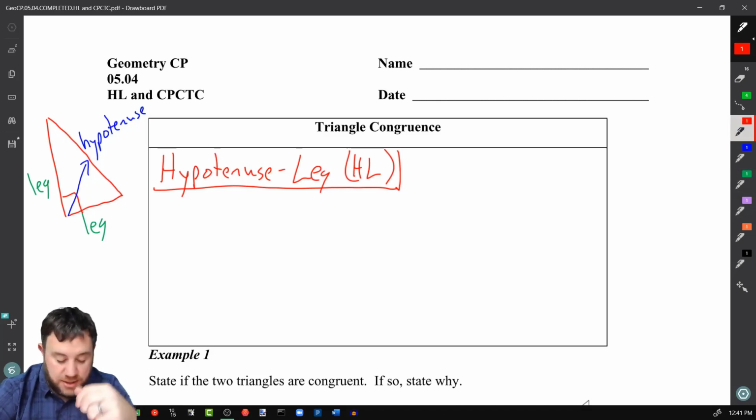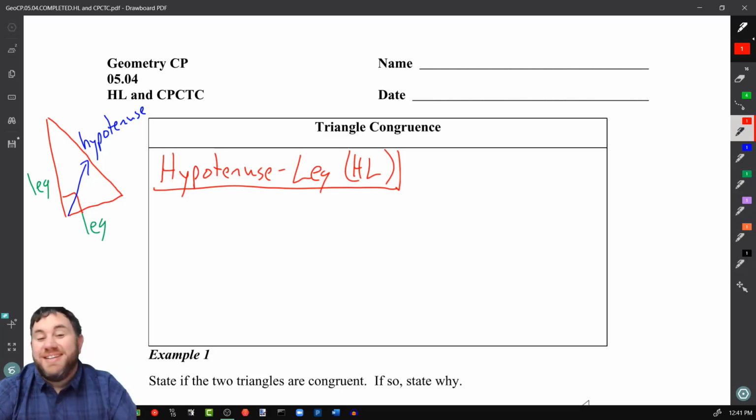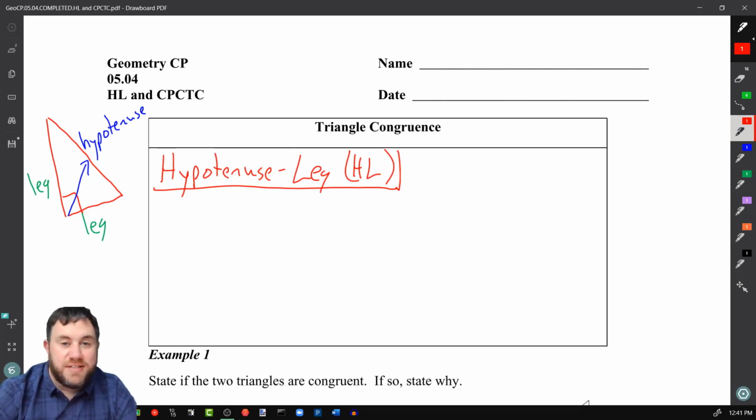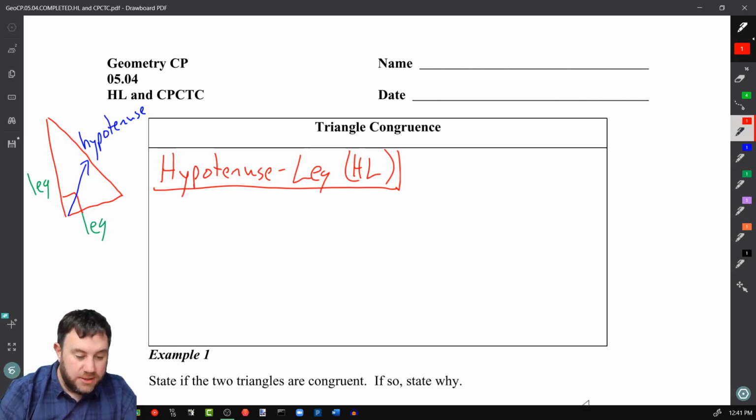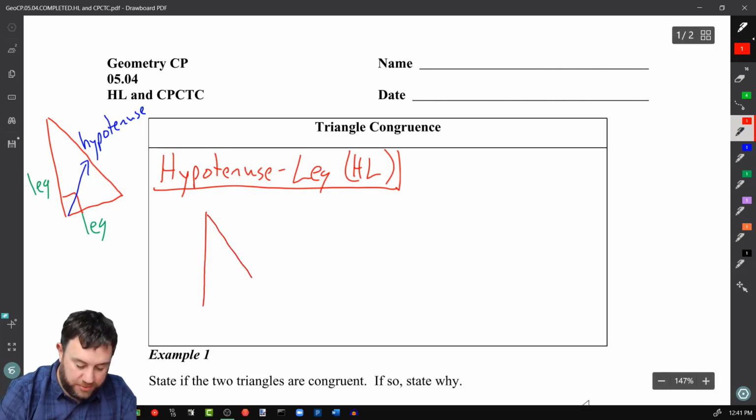legs. And I've told you that you always need three items, and in this case the third item is that it's a right triangle, so you have to have a right angle. So technically we do have three, but we don't list the third one. So let's draw a couple pictures.